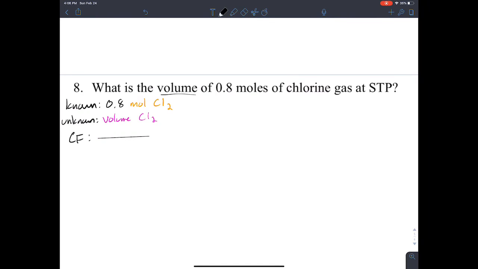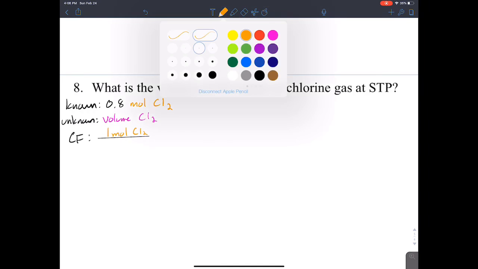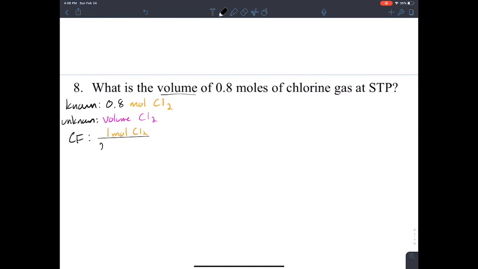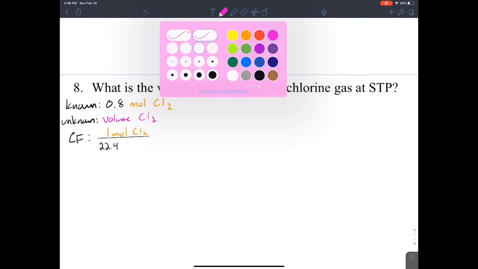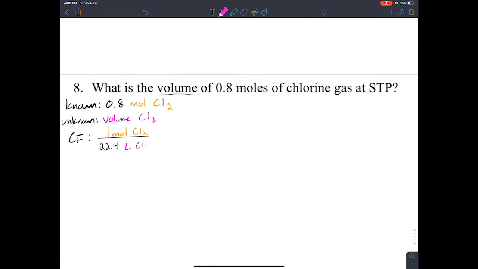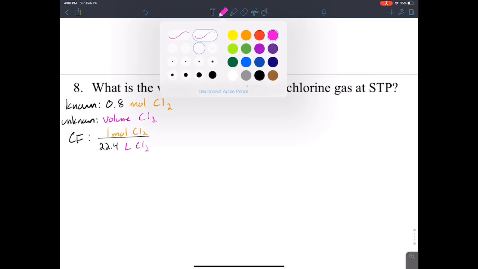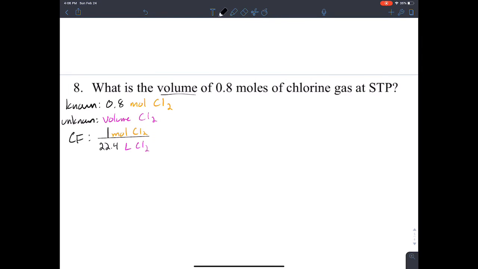is another, just like Avogadro's number, is a constant conversion factor. We know that for every 1 mole of Cl2, we have 22.4 liters of Cl2. Okay, every 1 mole per 22.4 liters of gases at standard temperature and pressure.